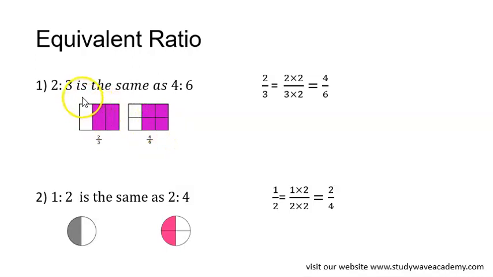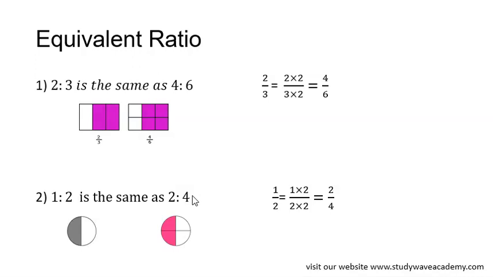They still look the same, right? Yes. So we have here 1 ratio 2 is the same as 2 ratio 4. And how did we do that? We multiply both sides by the same number. To get an equivalent ratio, you multiply both sides by the same number that you are using.